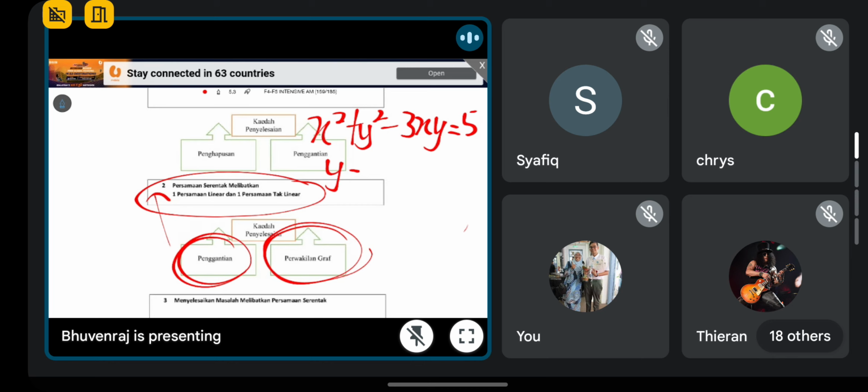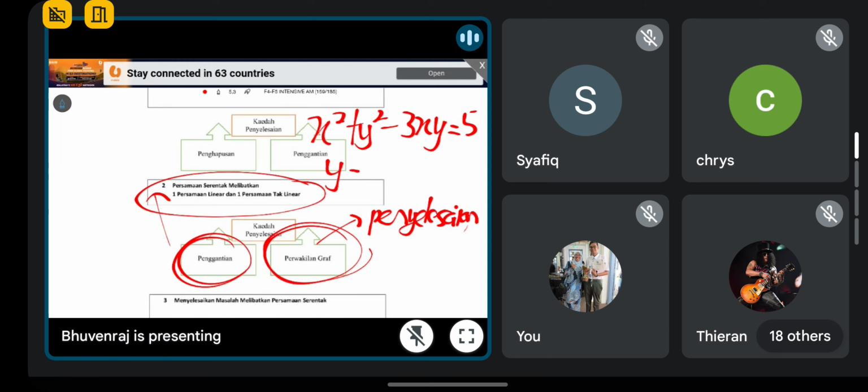Okay, so I want to ask you guys, macam mana kamu boleh kenal pasti penyelesaian kalau guna kaedah ini? How can you identify the solution if you use graph method? Can you tell me the keyword? Mana keyword dia? Yes, very good Afika. Point of intersection guys. Titik persilangan antara kedua-dua graf. Itu adalah penyelesaian dia.